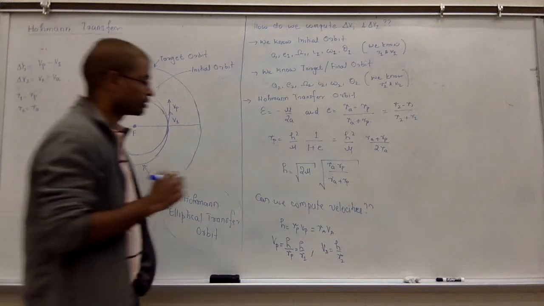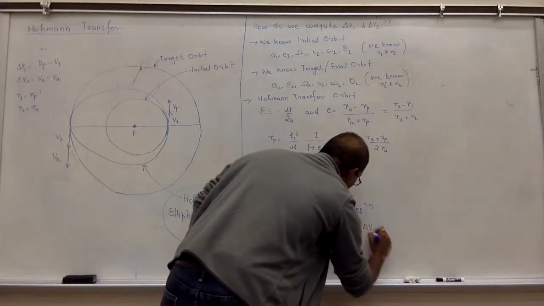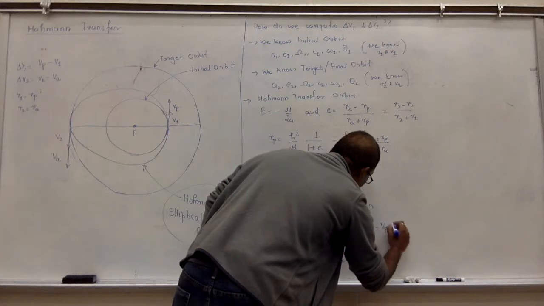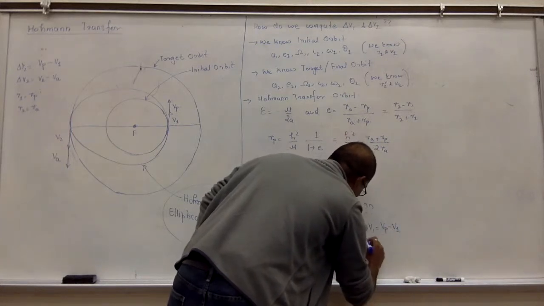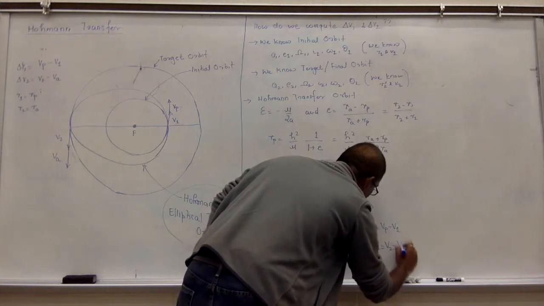If we know this, now can we calculate delta V1? Delta V1 is VP minus V1. Delta V2 is V2 minus VA.